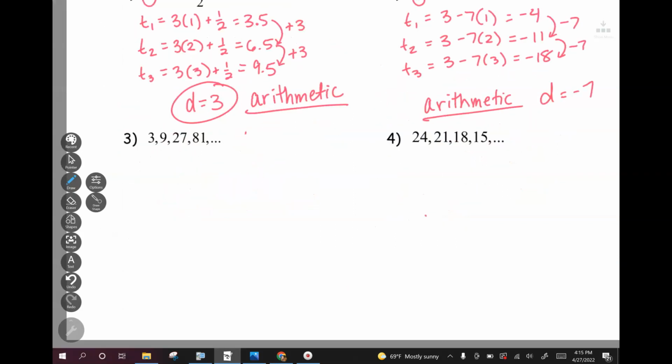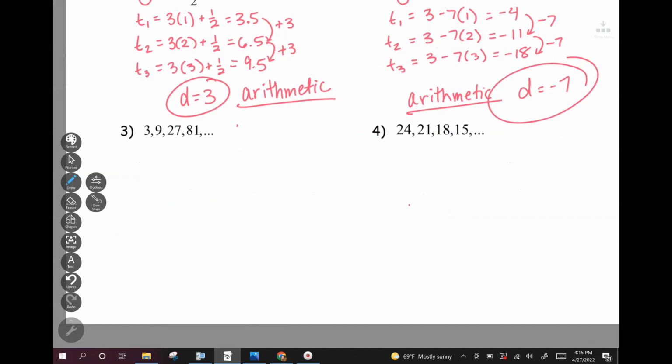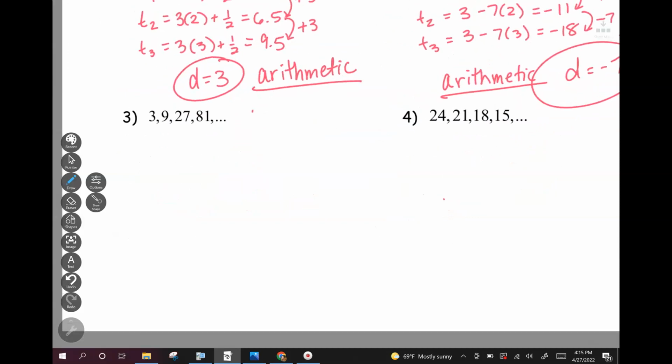Okay, next one, we actually already have the sequence written out. So go ahead on your own and try to get the common difference, or see if there is a common difference, see if it's arithmetic. All right, pause the video and try 3 and 4 on your own.